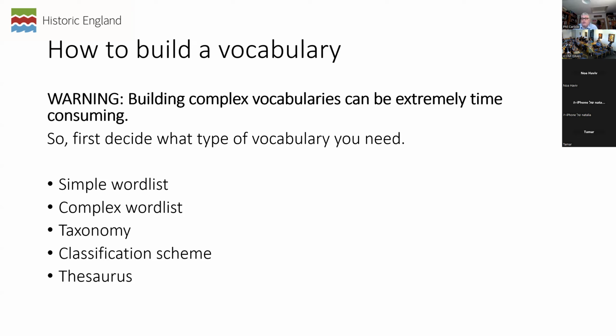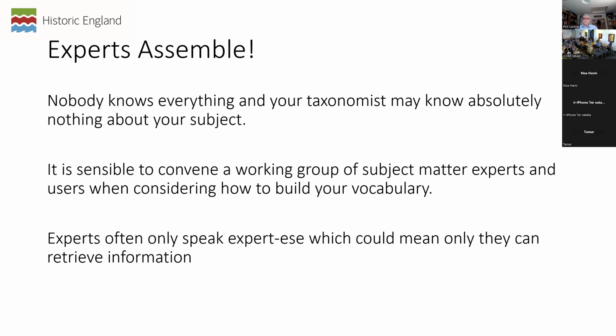A taxonomy, again, slightly more complicated, allows more relationships between the concepts. The classification scheme is traditionally used by the library and archive world, and creates chains of concepts. And a thesaurus, which is the most complicated, allows the most relationships between the concepts. So once you've decided, it's time to assemble your experts.